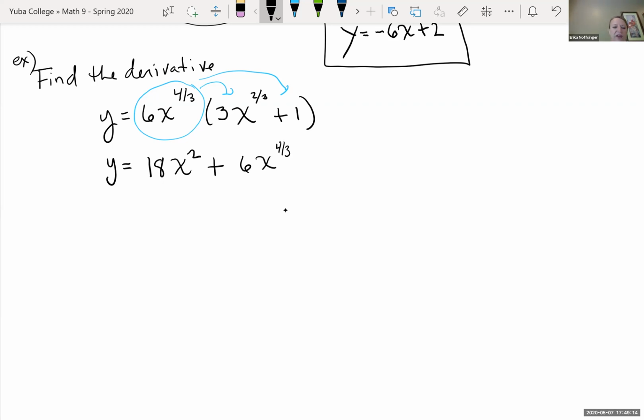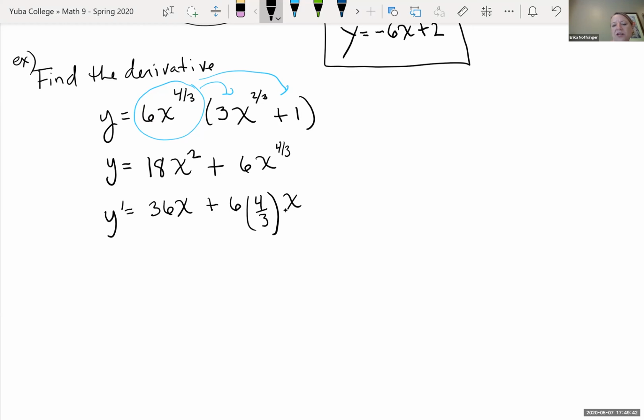Okay, so now it looks a lot easier to find the derivative, and I don't have to use the product rule. I can just use the general power rule. So bring our power down front. This is 36. Subtract 1 from our power. So the derivative of 18x squared is 36x. Plus 6 times, bring our power down front of 4/3. x, subtract 1 from our power.